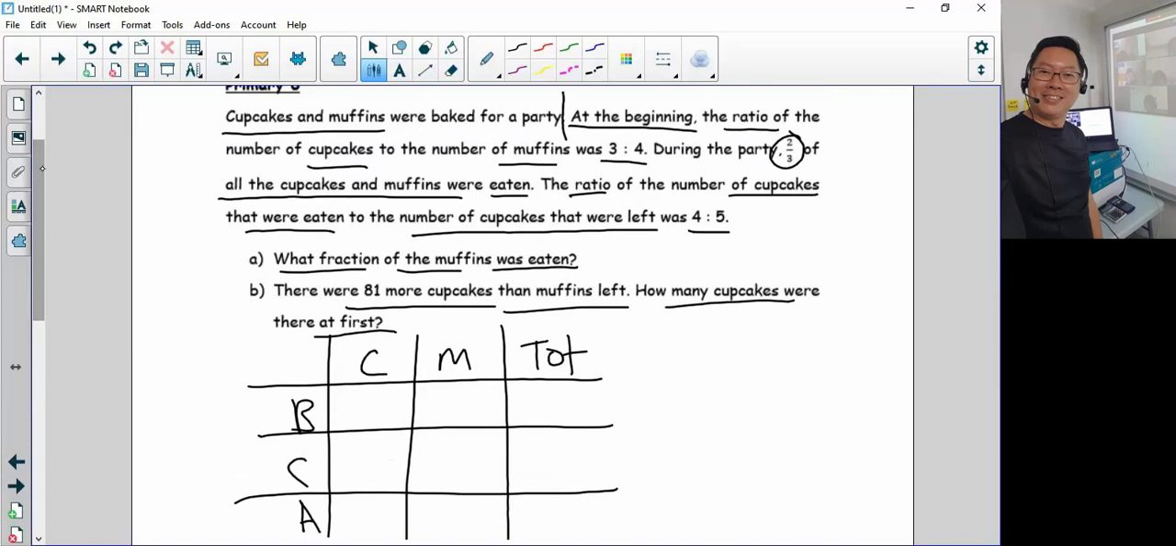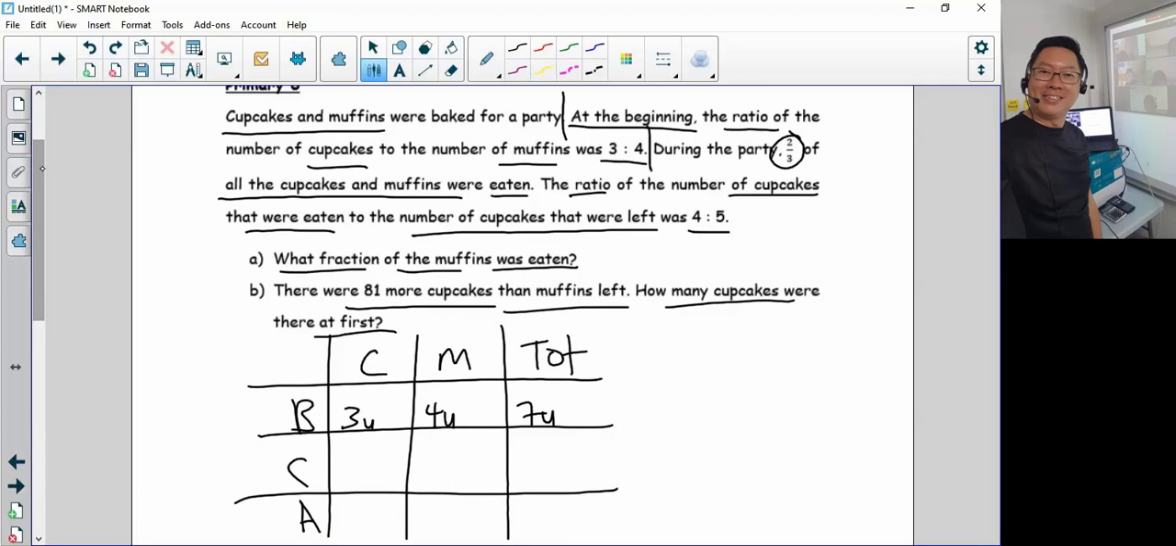At the beginning, which is the before, the ratio of cupcakes to muffins was 3:4:7. And what do we call them? We can't put 3, because if you put 3, it means you have 3 cupcakes only. We have to put 3 units, 4 units, 7 units. This is what we learn in the Singapore syllabus, right? Units. Okay, so we are done for this sentence. Go to the next one.